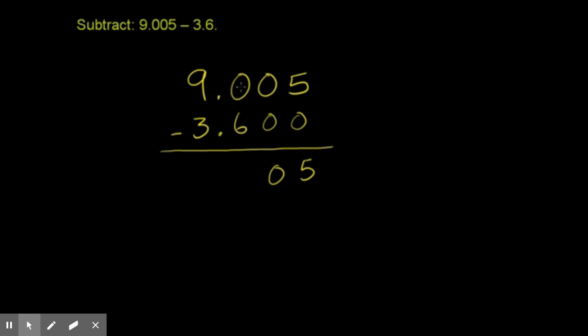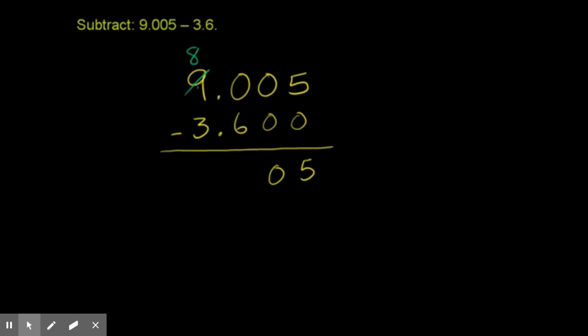And then you have a 0 minus 6. And you can't subtract 6 from 0, so we need to get something into this space right here. And what we essentially are going to do is regroup. We're going to take 1 from the 9. So let's do that. So let's take 1 from the 9. So it becomes an 8.